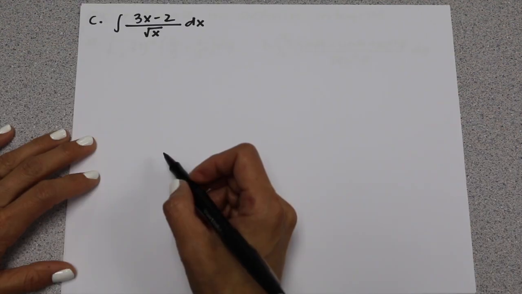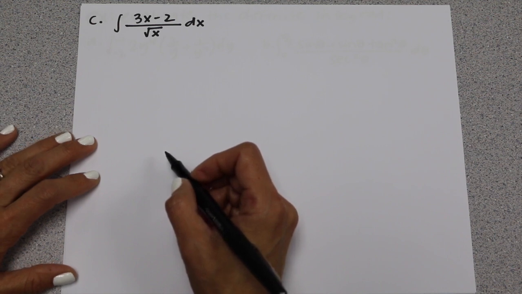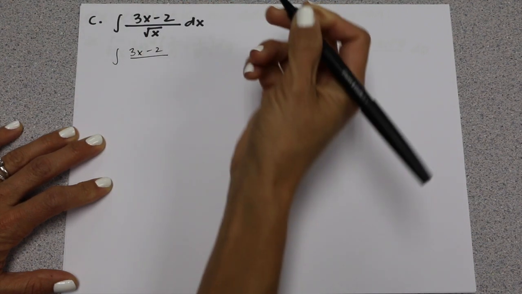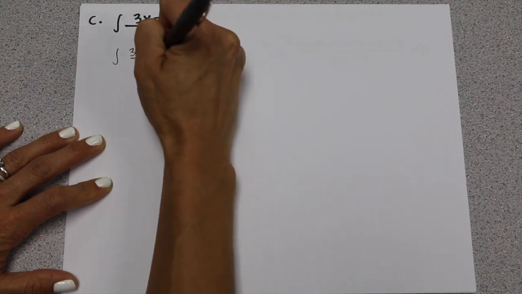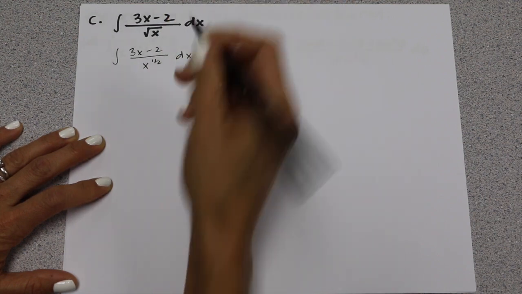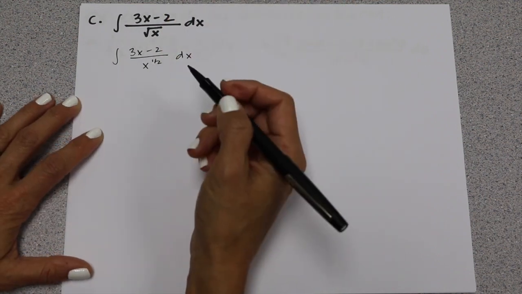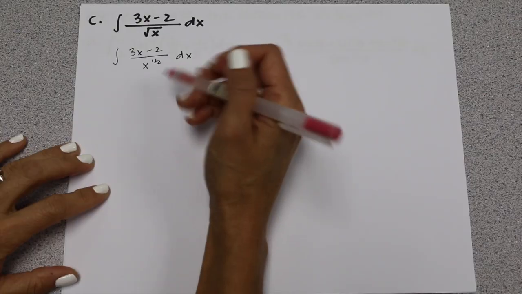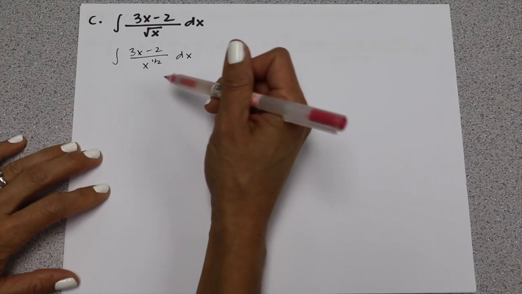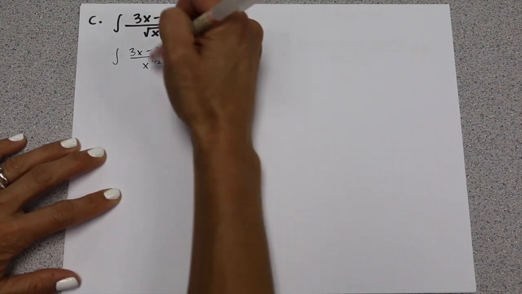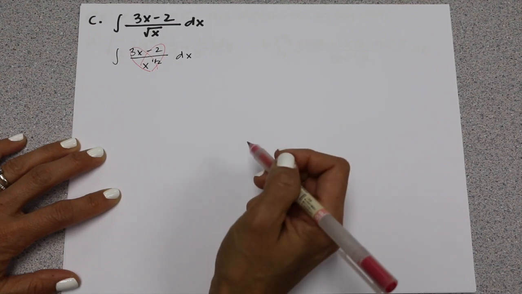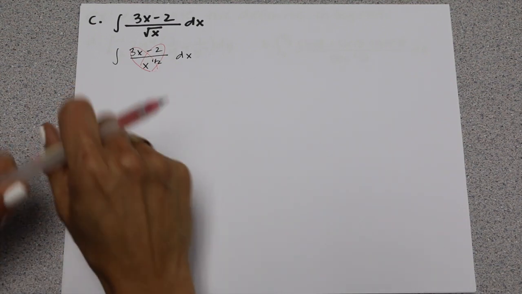Here we have the integral of 3x minus 2 all divided by the square root of x. So I'm going to rewrite this as x to the 1/2. What I like to do here, I call it the heart. When you have 2 terms in the numerator and 1 term in the denominator, you can, what I call applying the heart. So you can split up your fraction into 2 fractions.